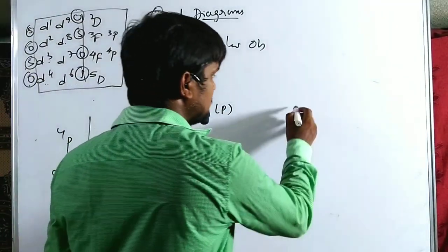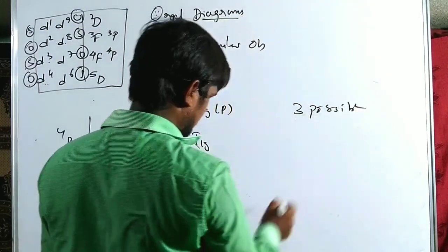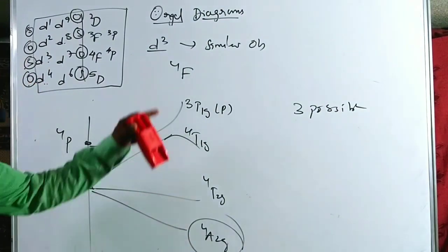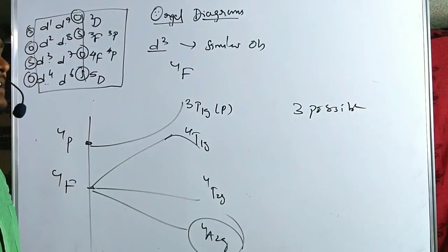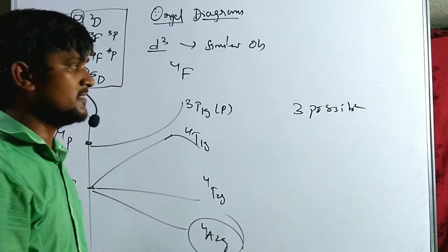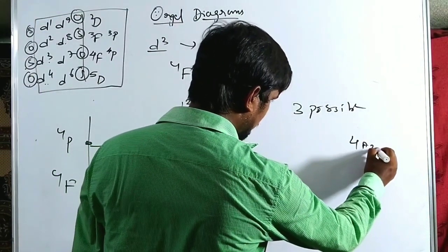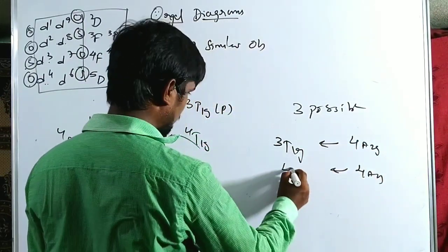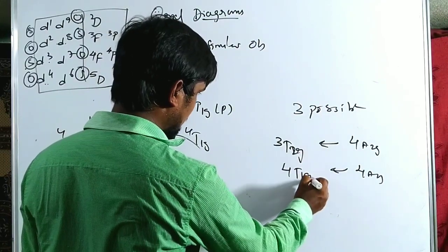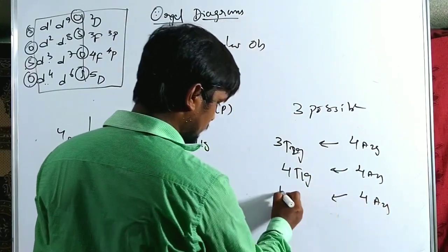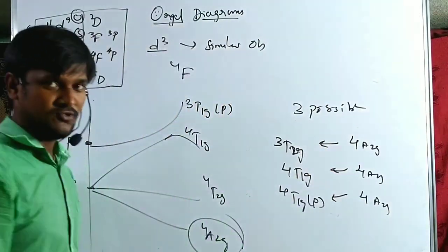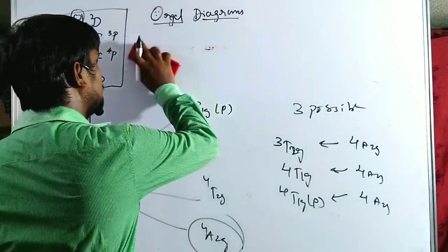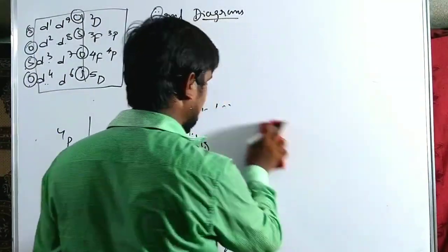Here also three possible transitions are there. The ground term symbol is 4A2g in case of the d3 configuration, that means chromium [Cr(H2O)6]3+. The transitions are 4A2g to 4T2g, 4A2g to 4T1g, and 4A2g to 4T1g, which belongs to the P term. So these three are the possible term symbols in case of d3.